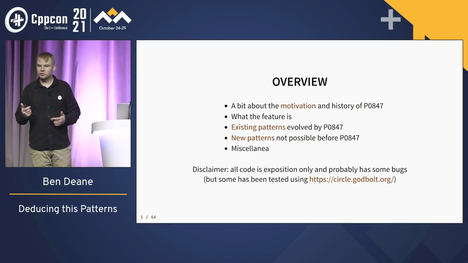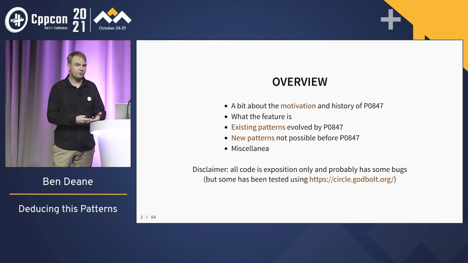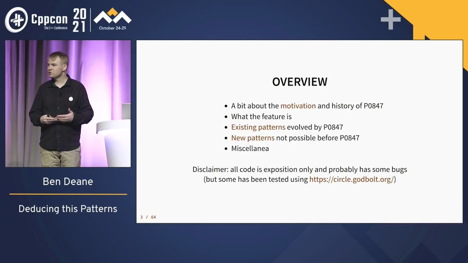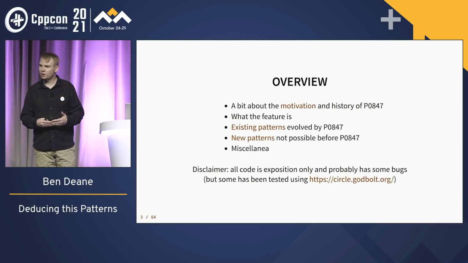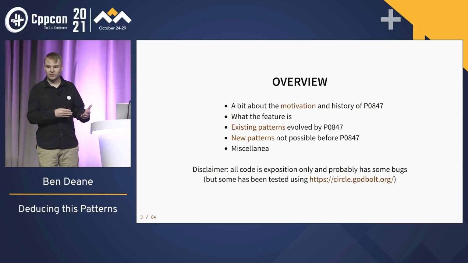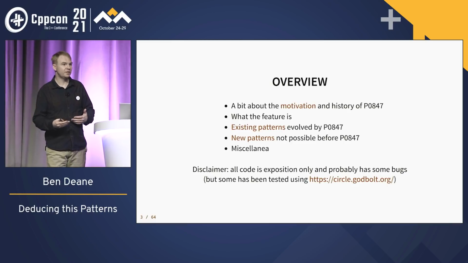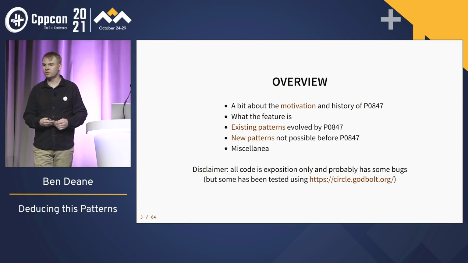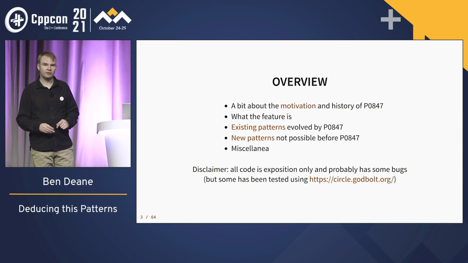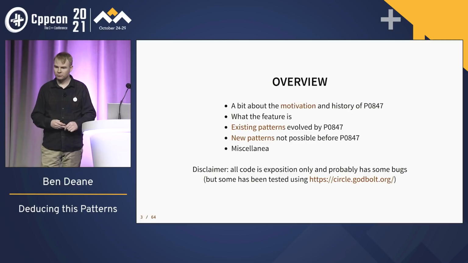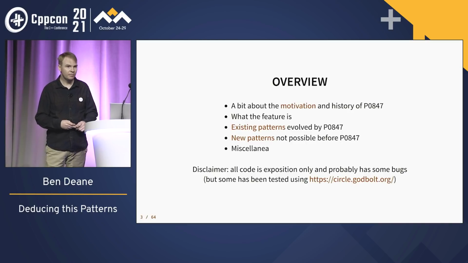In this talk, I'm going to give a bit of introduction about the history and motivation of this paper. Then we'll go over what the feature is. Then I'll show some existing patterns in code that we write today that are improved by this feature. And then some new patterns that aren't possible today and are possible with this feature. And then there's a bit of miscellanea at the end. Quite a lot to get through. Do please ask questions as we go.